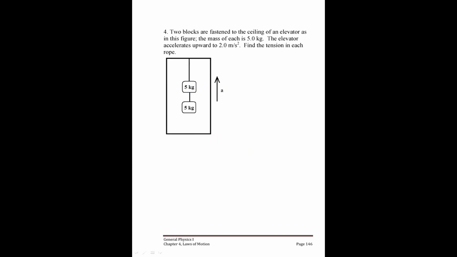Okay, number 4. You have 2 blocks fastened to the ceiling of an elevator, as in this figure. The mass of each is 5 kilograms. The elevator accelerates upward at 2 meters per second squared. Find the tension in each rope.